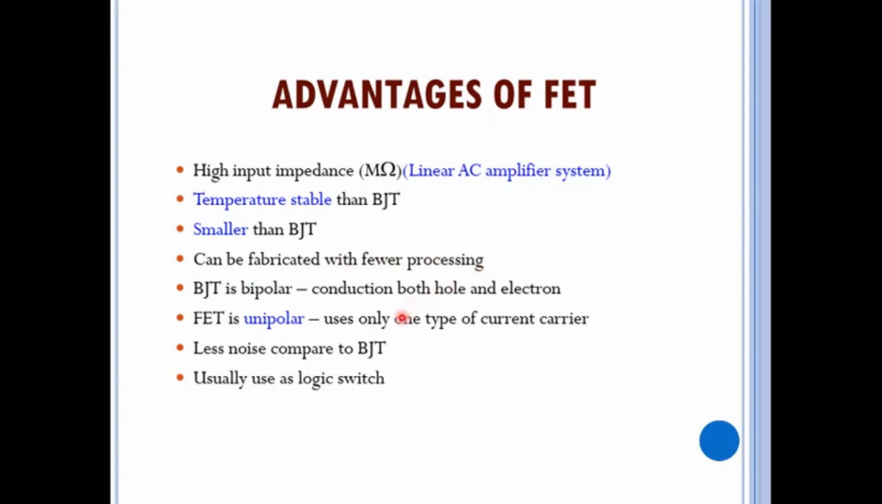The difference between the BJT and the FET is that the BJT is bipolar, which means the current conduction inside the BJT is due to the conduction of both holes and electrons. But for the FET, the current conduction is due to only one carrier. It can be electron or it can be hole. So for the N-channel MOSFET, this is due to the electron channel, but for the P-channel MOSFET, this is due to the hole channel.